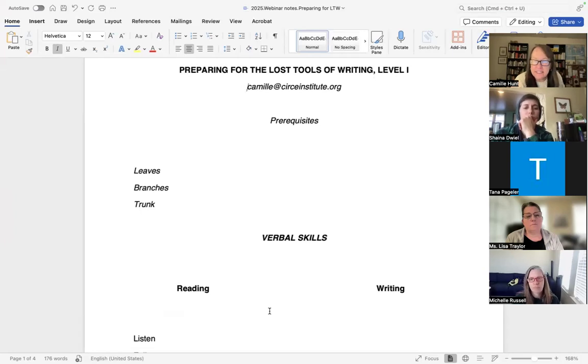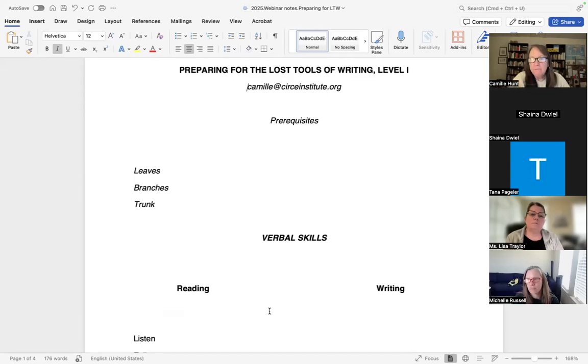So the first thing is listening. And there are books written just about listening. But the first thing we do is read aloud to our children. And that's one of the most important things that we can do. It increases their comprehension. It increases their vocabulary. It increases their moral imagination.